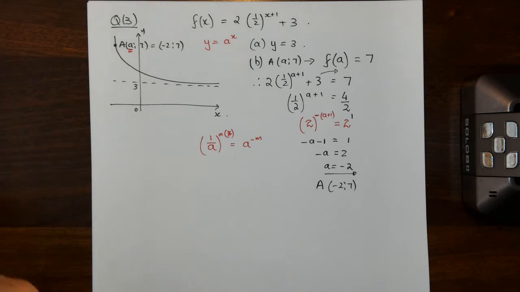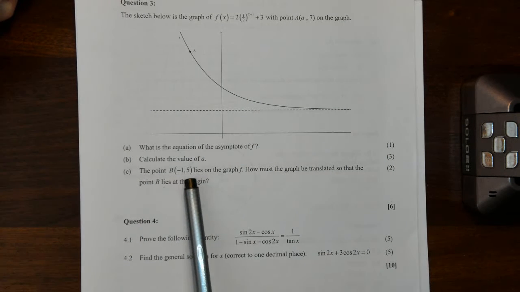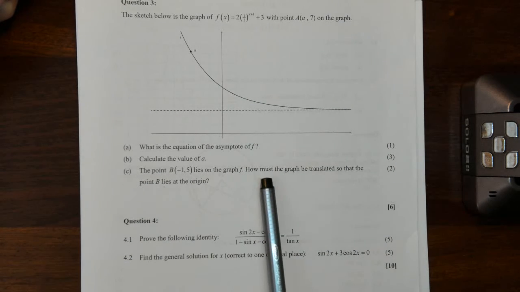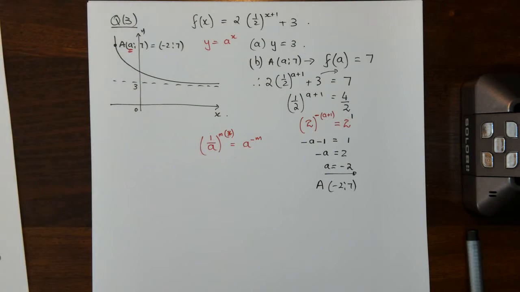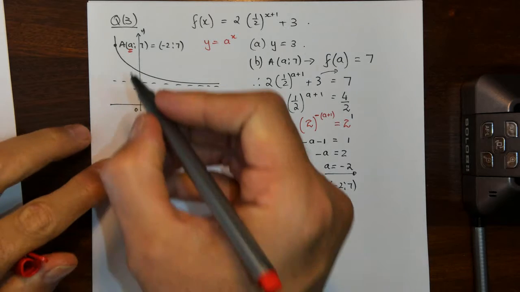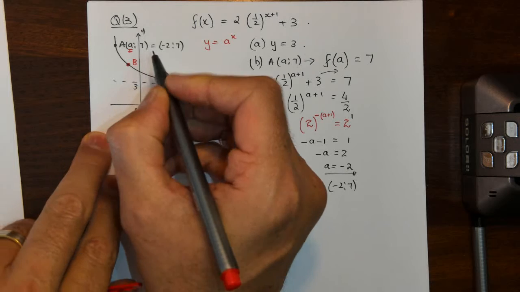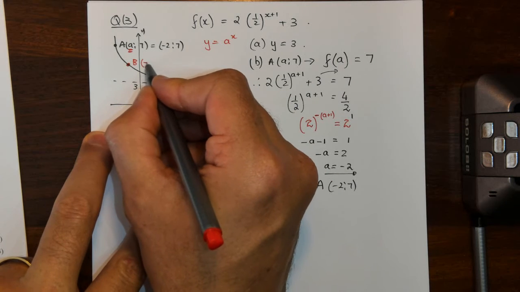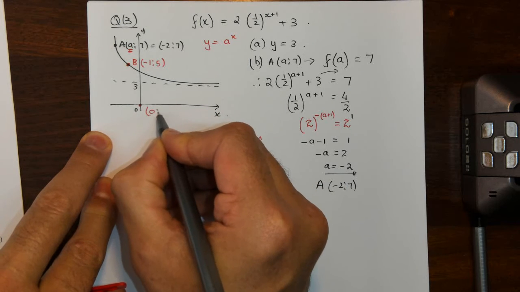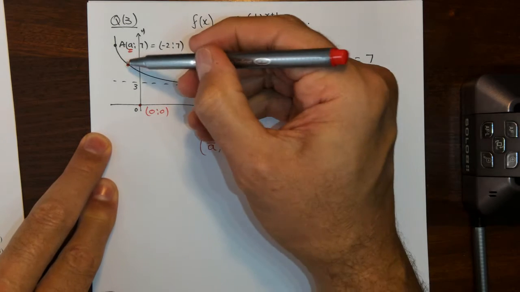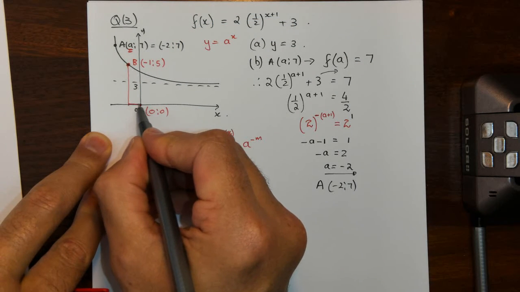Okay, let's look at the last part. For 2 marks, they say the point B minus 1 and 5 lies on this graph. How must this point be translated for that point to now lie on the origin? Now please, this is all you needed to do, folks. You've got a point there. The point we tell you lies at minus 1 and 5, and we want this point to go through the origin. So it will need to come down a few units and then move to the right a few units.